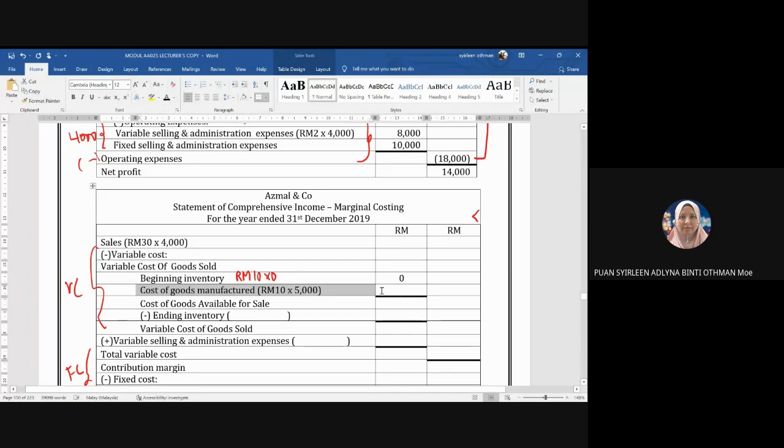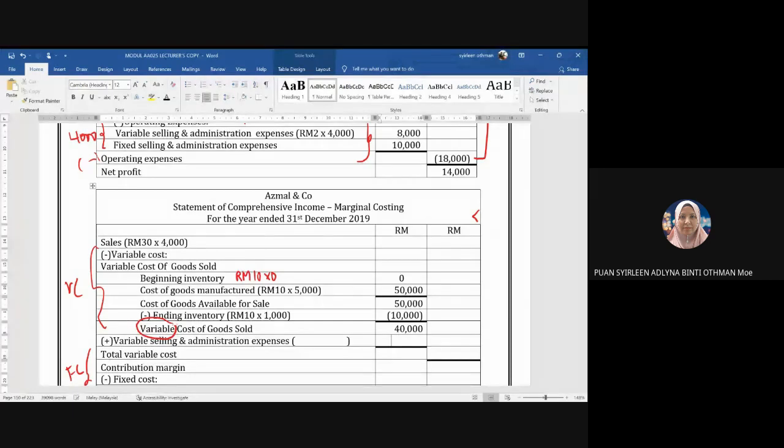So here your cost of good manufactured ialah 50,000. Okay. Lain kan daripada yang tadi. Okay. Then you have your cost of good available for sale which is 50,000. You minus dengan ending inventory. Your ending inventory unit dia 1,000. Darab dengan RM10. So you'll get 10,000 here. Okay. Alright. So kita akan dapat total di bawah ni which is variable cost of goods sold. Bukan cost of goods sold saja. It's variable cost of goods sold. Okay.